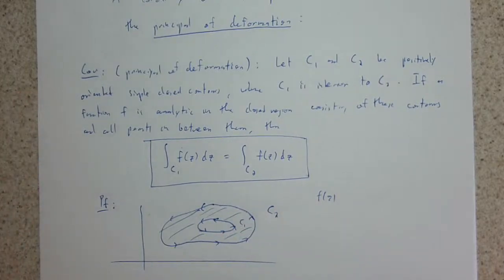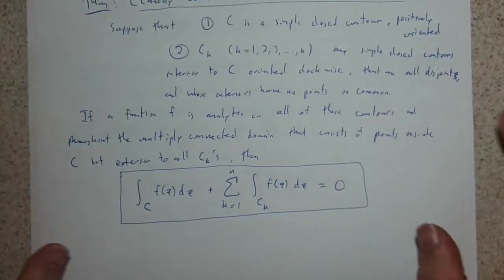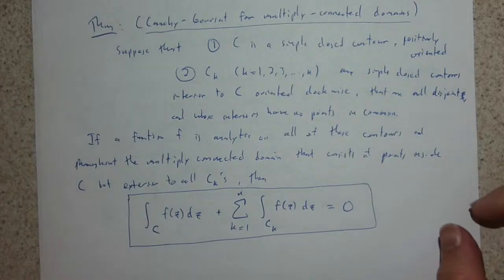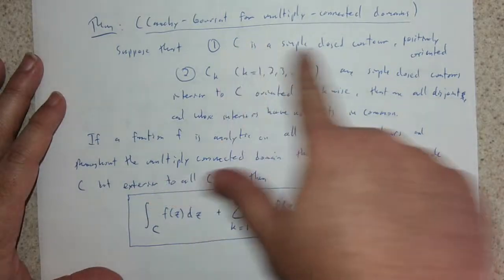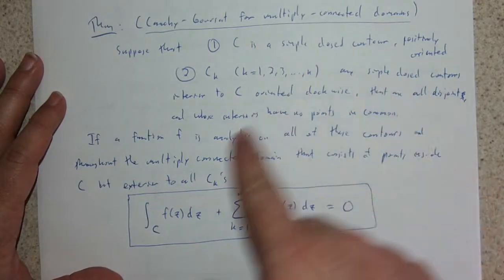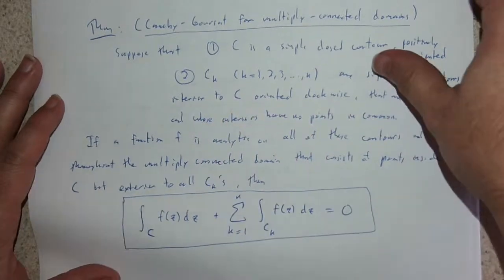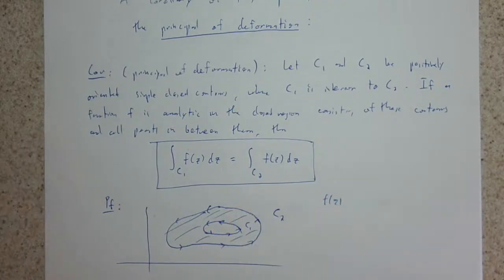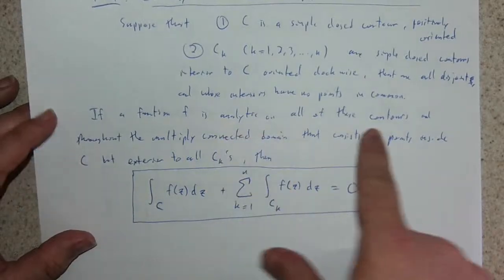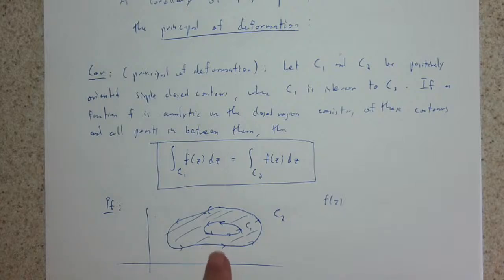We want to apply this modified Cauchy-Goursat for multiply connected domains. But actually, are we in a position to do that? Well, we have a simple closed contour that's the exterior contour. The interior contours are not oriented in the opposite direction. We have one interior contour here, and it's not oriented in the opposite direction. It's oriented in the same direction. We'll talk about that in a second, but everything else is satisfied. We have a function analytic on all the contours and throughout all the points in between the contours. We don't have to worry about the interior contours being disjoint because there's only one interior contour here.